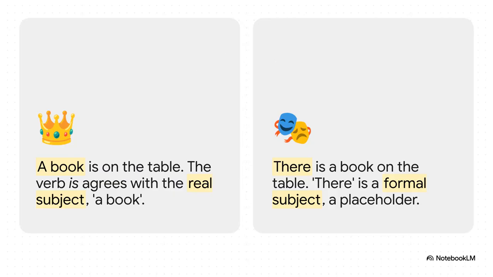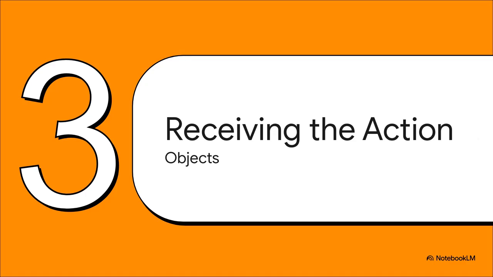But you gotta watch out because language can be a little tricky. You'll often see a word like there at the start of a sentence. It looks like the star, but it's a total fake-out. It's just a placeholder, kind of like an understudy. The verb is doesn't agree with there. It agrees with the real subject, a book, which pops up later in the sentence. Sneaky, right? Okay, so we found our star performer, the subject, but an actor can't just perform in a vacuum.